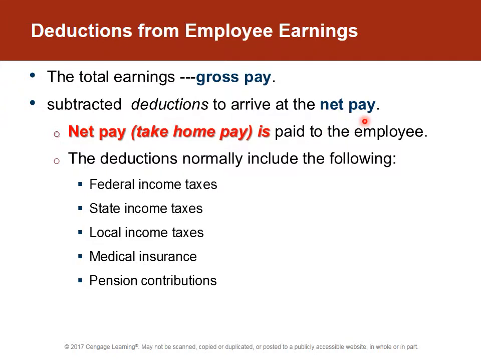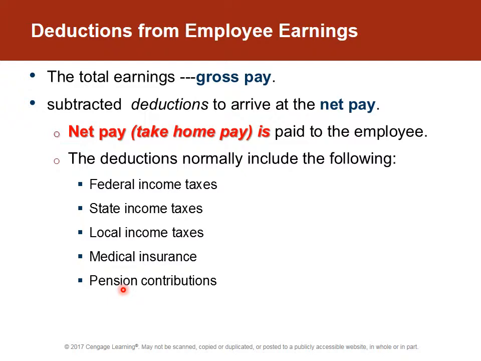Very similar to gross accounts receivable and net accounts receivable, and gross plant, property, and equipment, and net plant, property, and equipment. Something has been subtracted. So net pay, take-home pay, has subtractions or deductions such as federal and state and local income taxes, medical insurance, pension or retirement contributions.